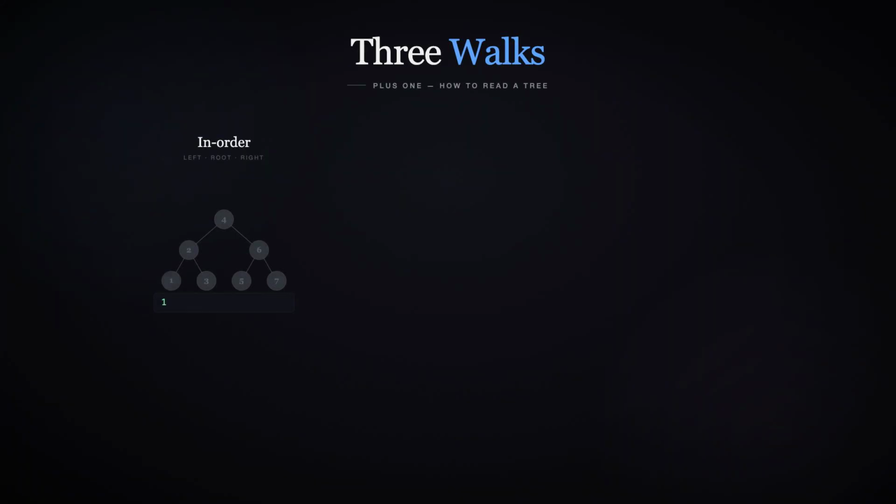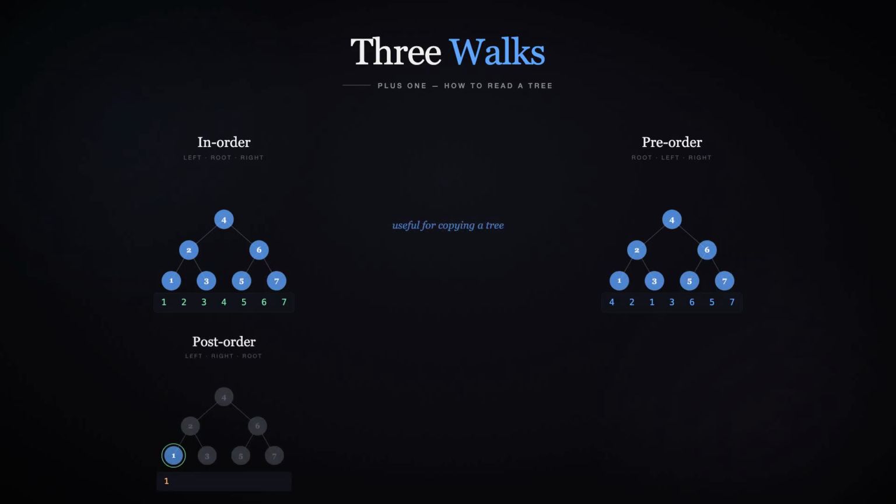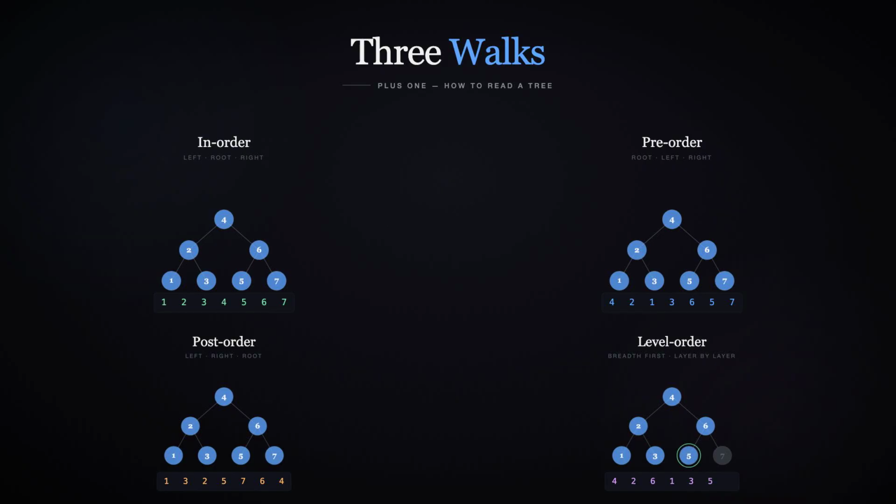To understand a tree, we walk it. There are three classical paths. In order: left, root, right, which on a BST gives us sorted output. Preorder: root, left, right, useful for copying a tree. Postorder: left, right, root, perfect for deleting one. And then there's level order, a breadth first sweep layer by layer, like ripples on water.